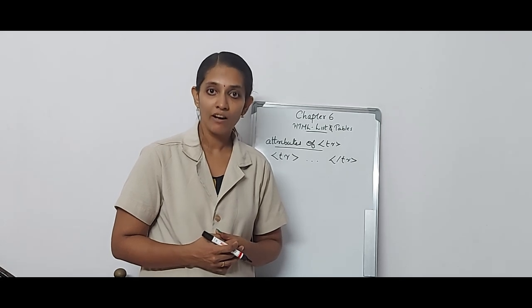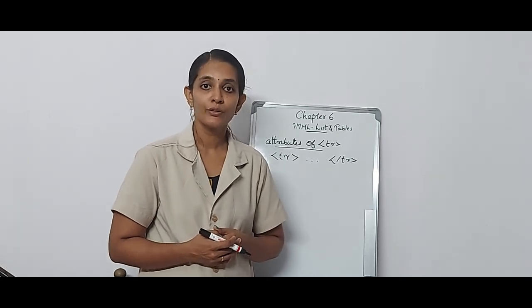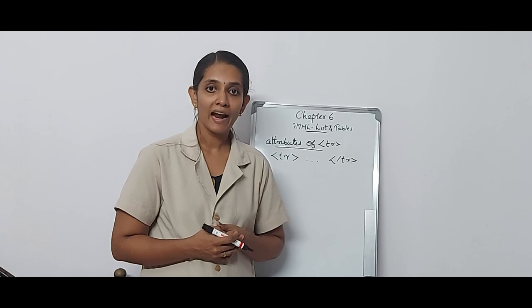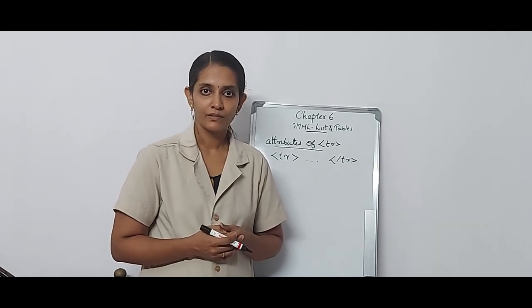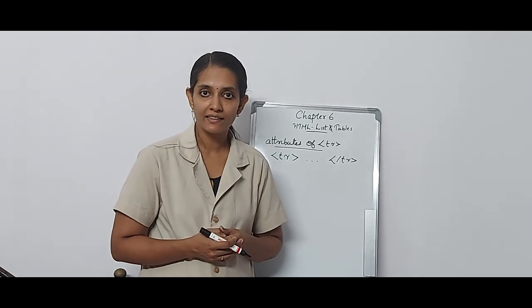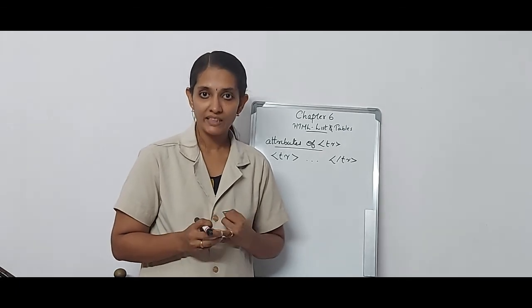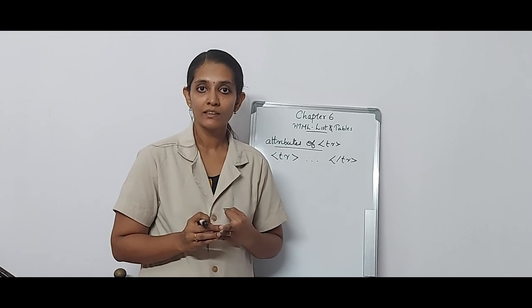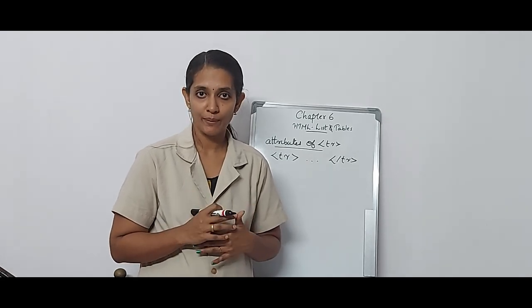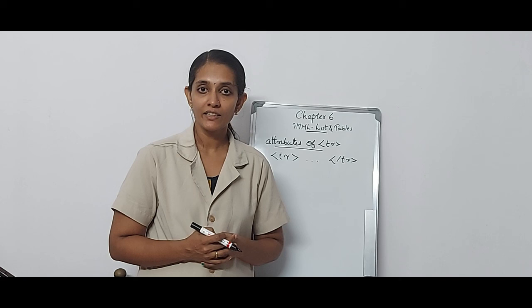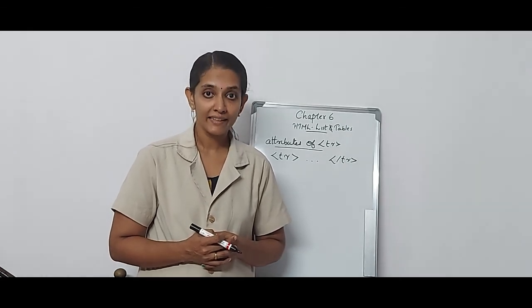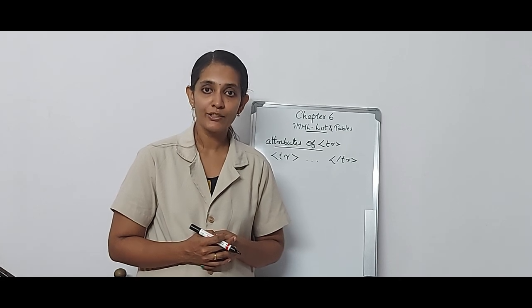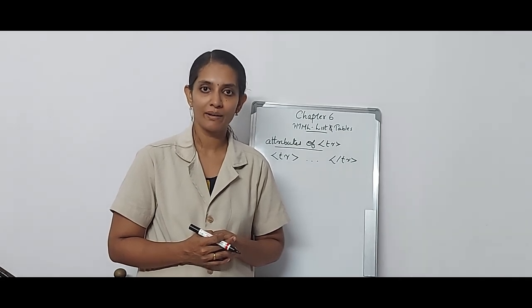So children, we have come to the end of today's session. Today we have learned the attributes of TD tag and TR tag. So which are the attributes of TD tags? Align, BG color, width, row span, col span. So we have finished 3 chapters for the first time examination. All of you read the textbook and study well and try to get good marks in the first time examination.